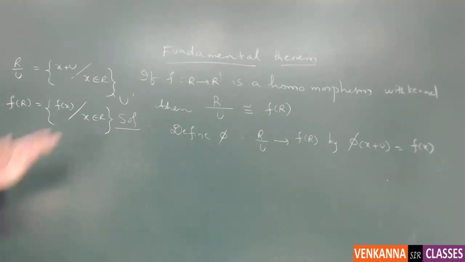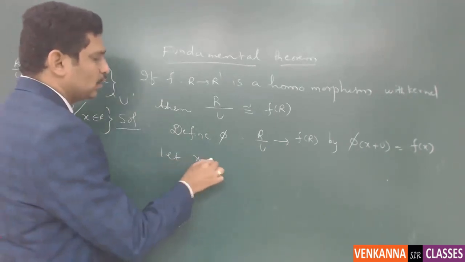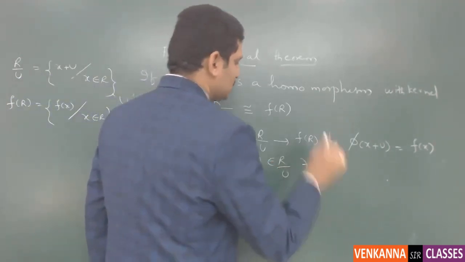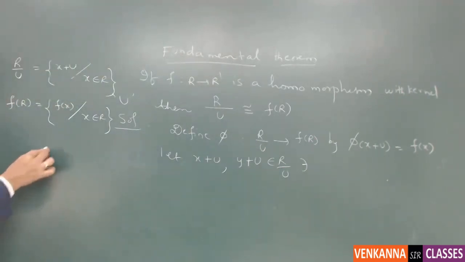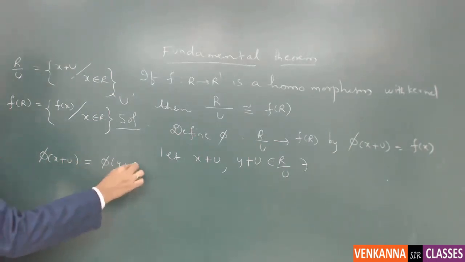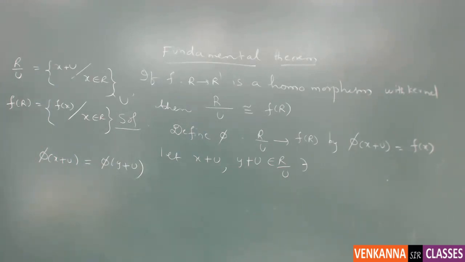So first we have to prove that this function is a one-one function. Let us take two cosets, x + U and y + U in R/U, such that phi of (x + U) is equal to phi of (y + U). How do we prove that it is one-one? Whenever images are equal, the corresponding elements must be equal. So we have to show that x + U is equal to y + U. Now let us go with the simplification part.